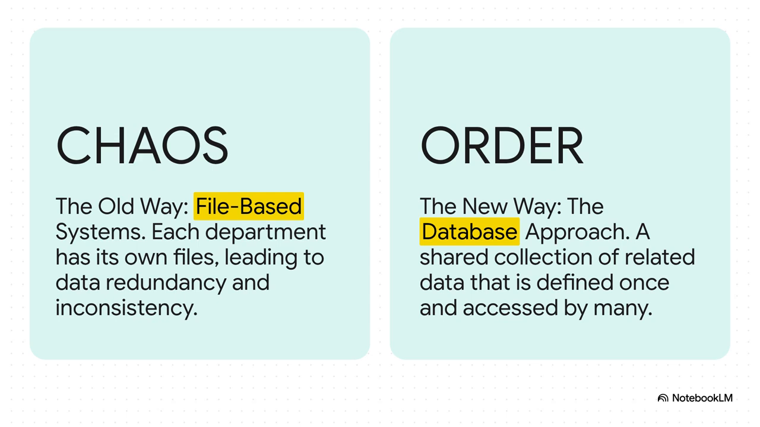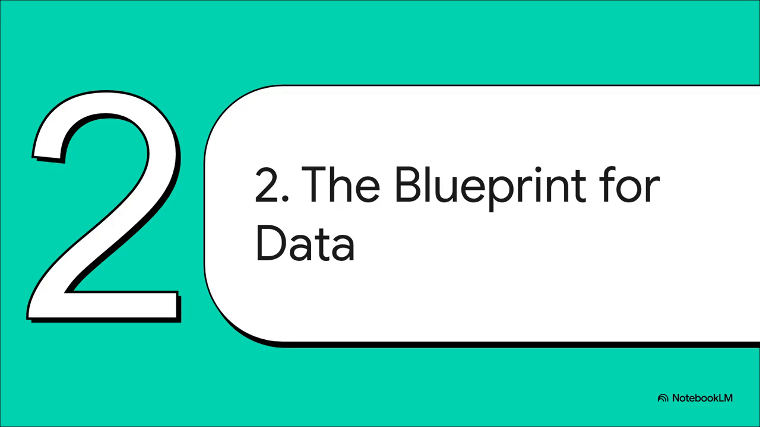That's what we call data redundancy, and it leads straight to data inconsistency. The system literally can't trust its own information anymore. The database approach, though, it changed the whole game by creating one single shared source of truth for everyone. So, how did we make that jump? How did we get from that tangled mess to a world of order?